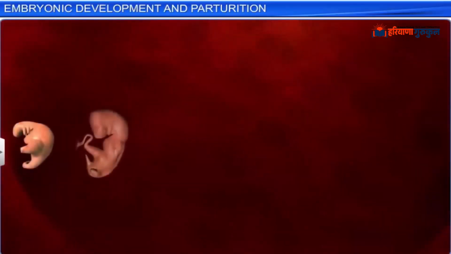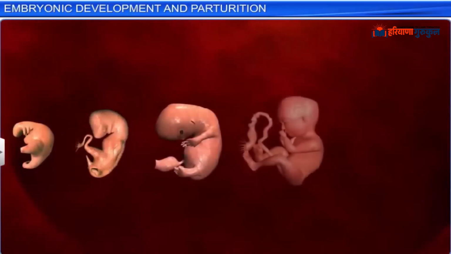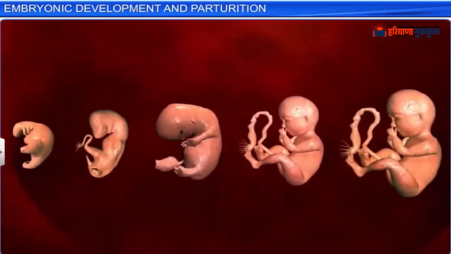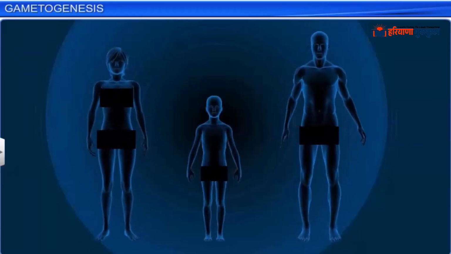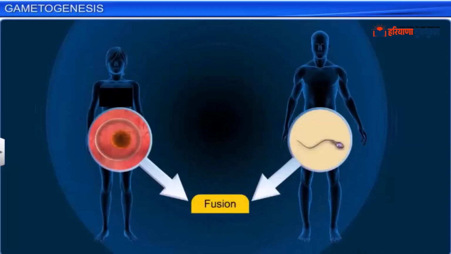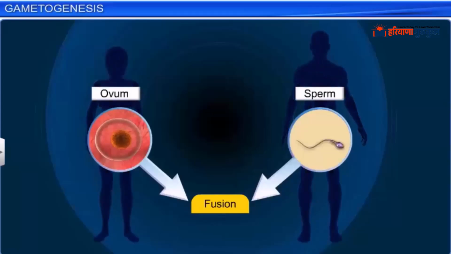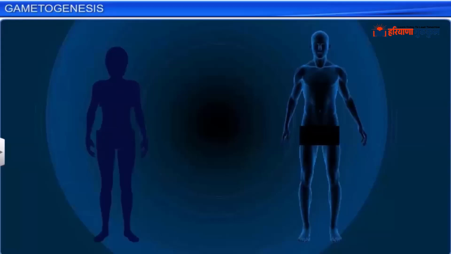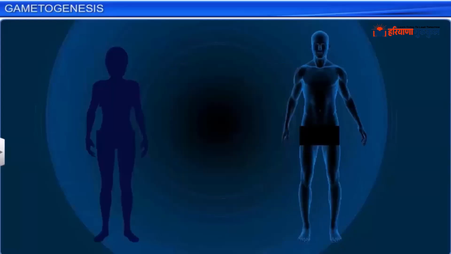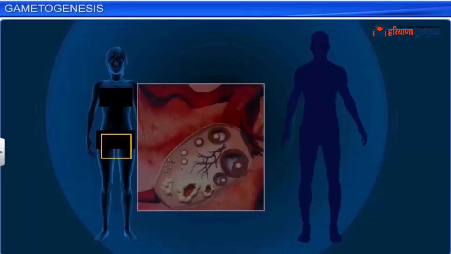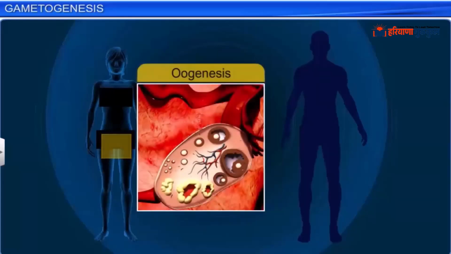Every baby thus begins its journey as a zygote, which develops into a fetus over 9 months. Reproduction, an important process in human beings, involves the fusion of the male and female gametes called sperm and ovum. These gametes are formed by a process called gametogenesis. In males, the process of gametogenesis occurs in the testes and is called spermatogenesis, whereas in females, gametogenesis is called oogenesis and occurs inside the ovary.